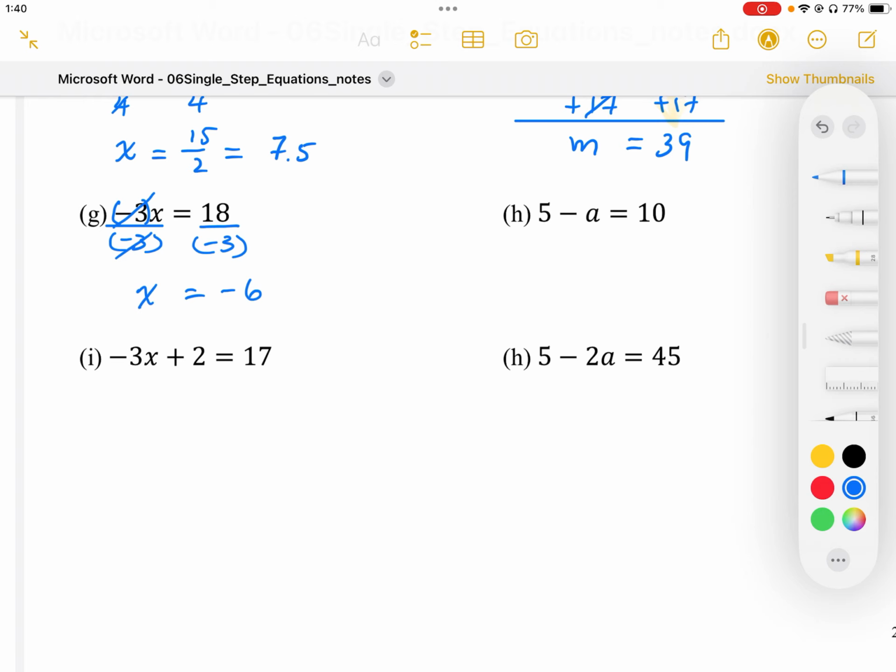For H, we have to be careful because the negative, the minus, always goes with what's on the right. That is not a minus 5. That really is a plus 5. Okay, we're counting that 5, so that's a plus 5. So when we do this, we're going to first get rid of that plus 5 with a minus 5 on both sides.